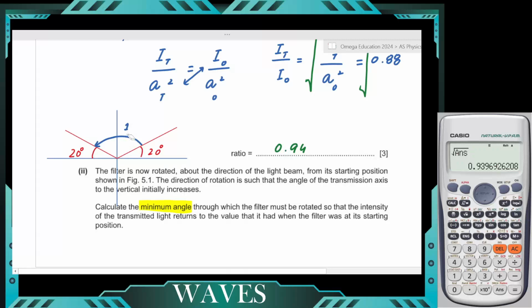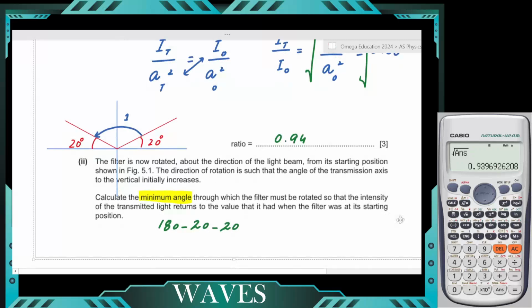Now what is this angle? It's no longer a question of physics, it's a question of mathematics. If you need to find this angle, the total angle on a straight line is 180. So you say 180 minus 20 and then minus 20 once again. You subtract these two angles and what we get is 140 degrees. And I think that question was for 1 mark.